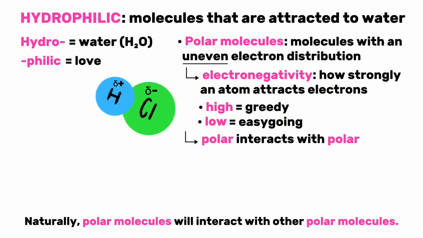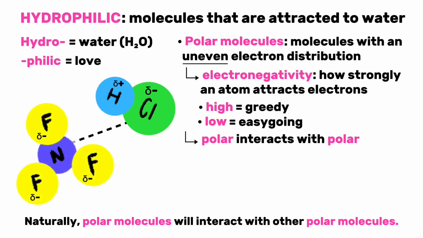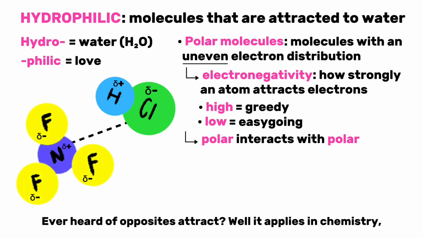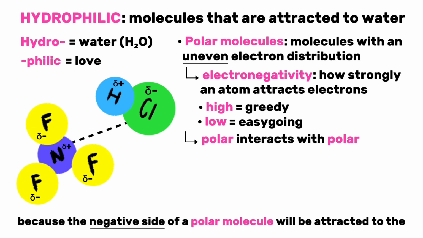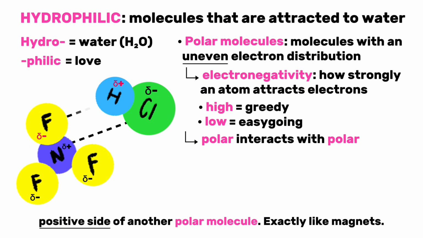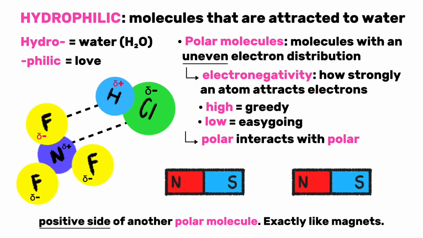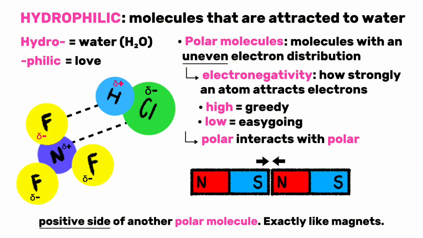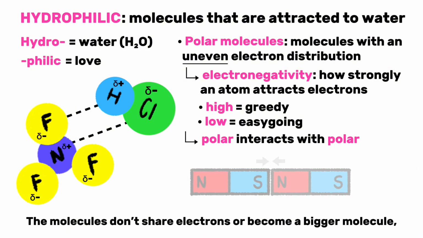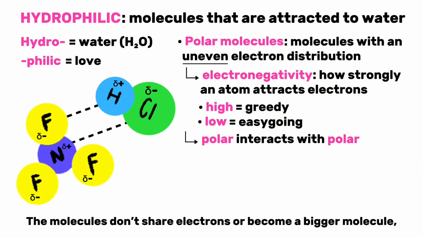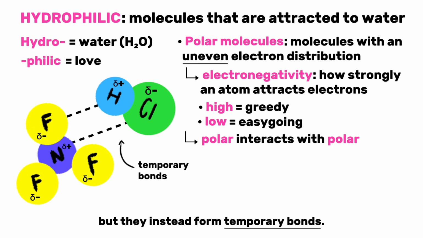Naturally, polar molecules will interact with other polar molecules. Ever heard of opposites attract? Well, it applies in chemistry, because the negative side of a polar molecule will be attracted to the positive side of another polar molecule, exactly like magnets. The molecules don't share electrons or become a bigger molecule, but they instead form temporary bonds.